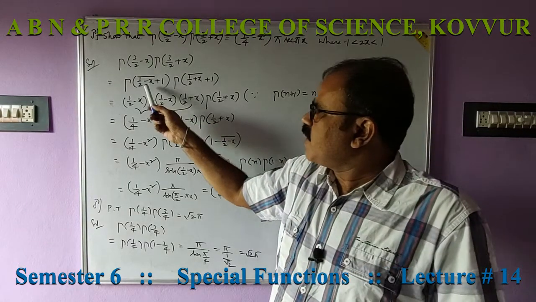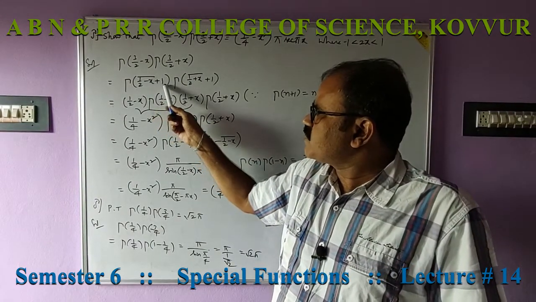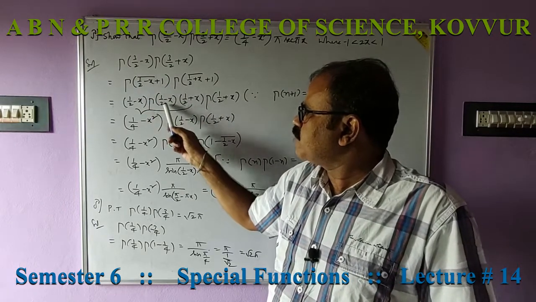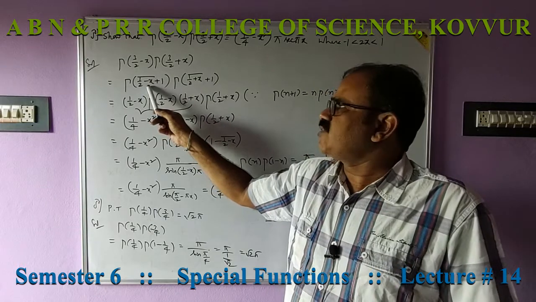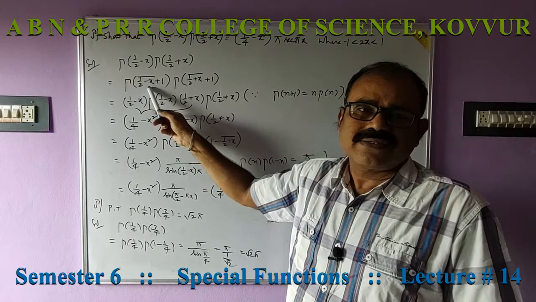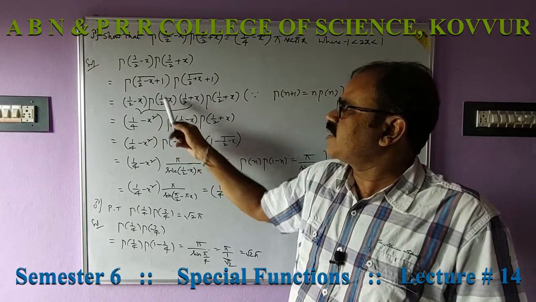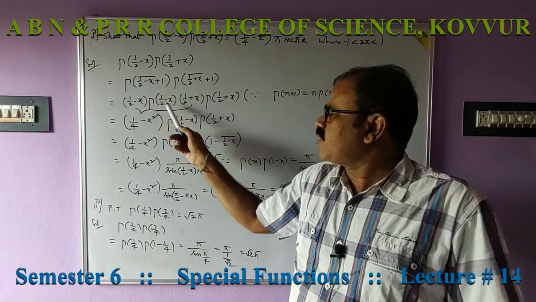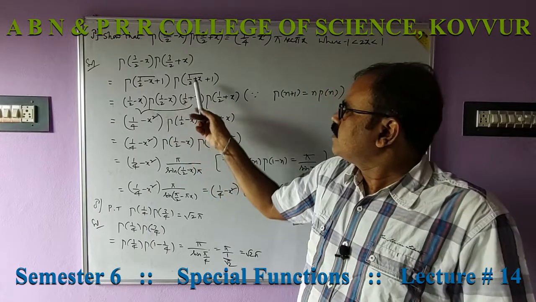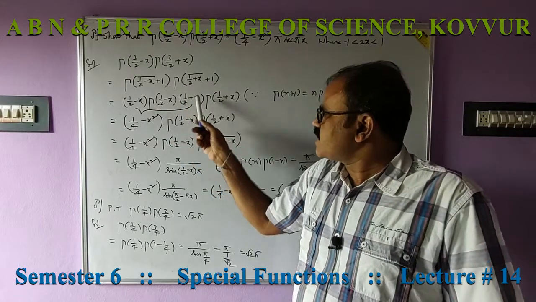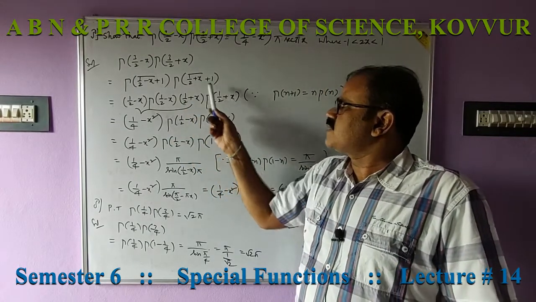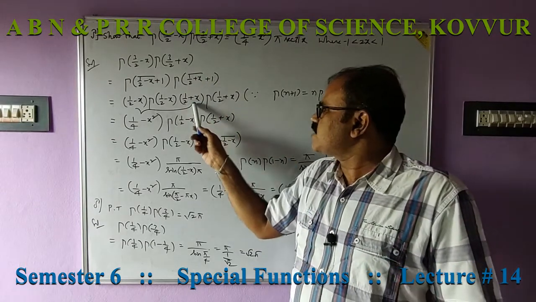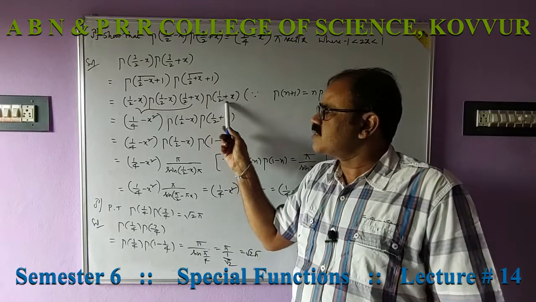Therefore, gamma 1 by 2 minus x plus 1 can be written as 1 by 2 minus x into gamma 1 by 2 minus x. In place of n, you have 1 by 2 minus x, so gamma n plus 1 is n gamma n. Similarly, this is 1 by 2 plus x into gamma 1 by 2 plus x. In place of n, you have 1 by 2 plus x, n gamma n.